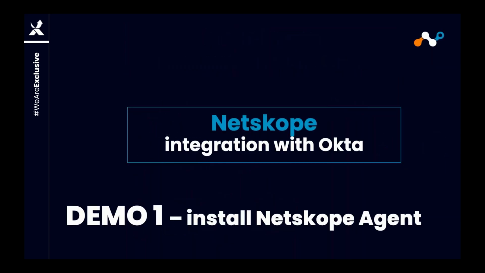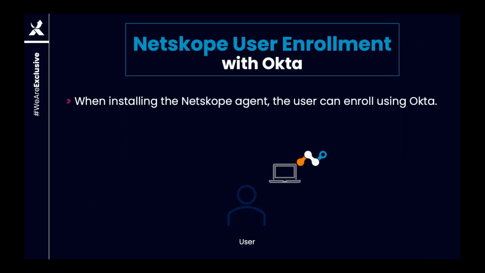We'll start with the first use case, demo 1, install the Netskope agent. Pretty straightforward. We have a device, we install the Netskope agent on that device, and then a user needs to enroll to Netskope. Usually you will provide a username and password, but what if on your device there is some spyware? What if your password has already been compromised? That's typically something you want to make sure you can protect against. And today we are going to do that with Okta.